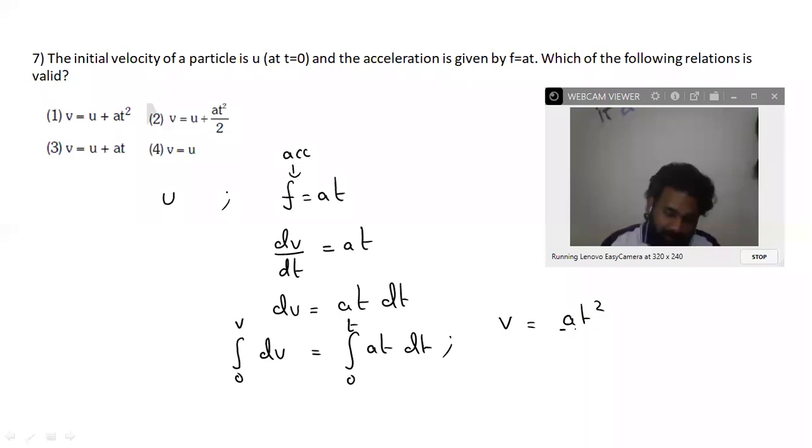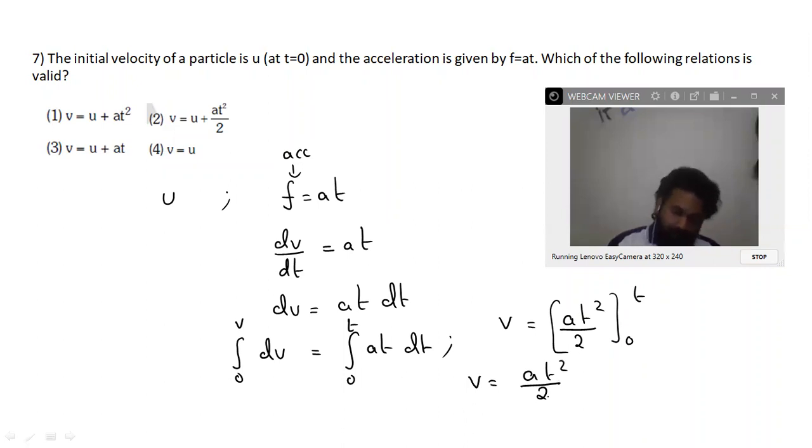A t square by 2. So then putting the limit 0 to t, finally we will be getting v is equal to what? A t square by 2. Okay, so here, instead of 0 we need to write u, because they have given the initial velocity as u, not 0.